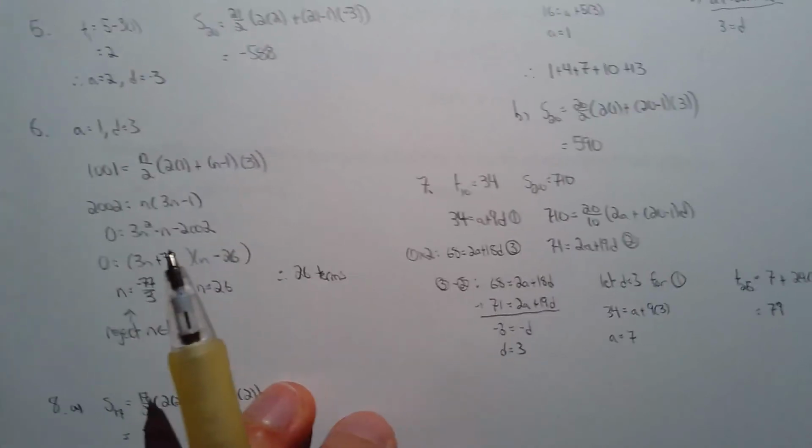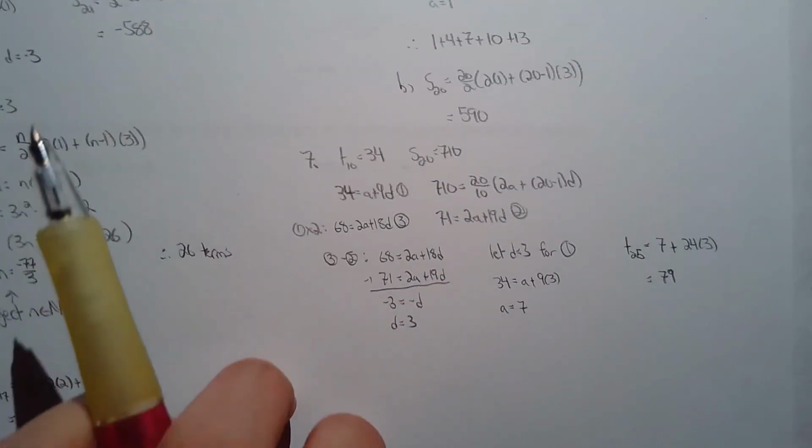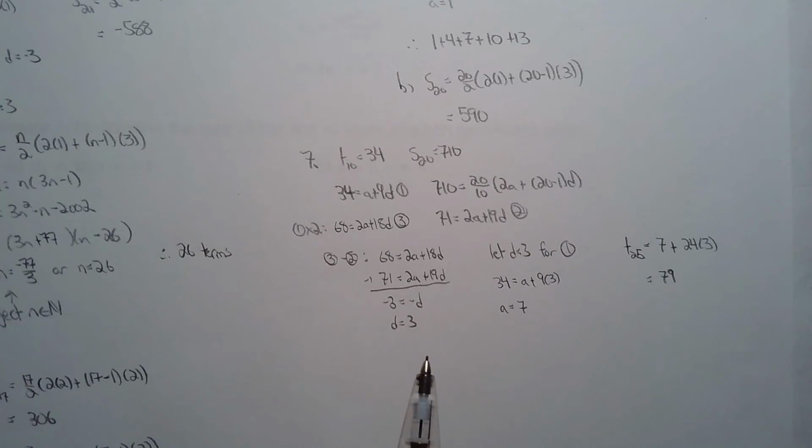Alright, for question 7, they gave me the 10th term and the sum of the first 20 terms. This question is rather similar to question 4. You build a linear system using the general term formula and the arithmetic series formula, and then solve for A and D. And once you know A and D, you can solve for the 25th term.